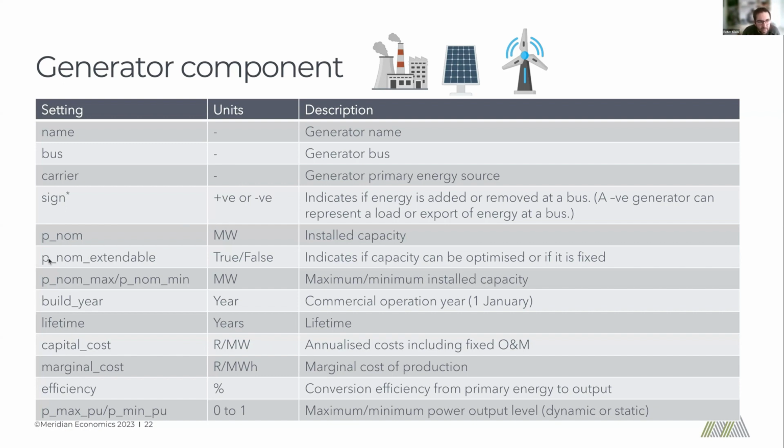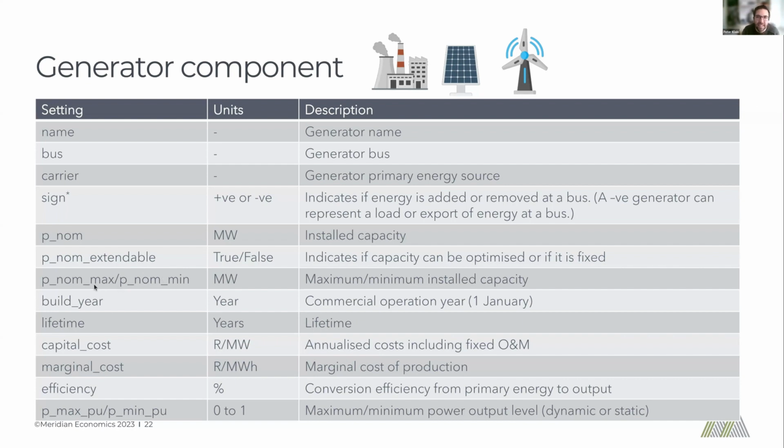And then there's something called P_nom extendable. So this is by default set to false, but if it's set to true, you're not fixing the capacity, you're allowing the optimization to see if it can install more capacity and what the optimal capacity is that you need. Then you have some parameters that you might want to specify around min and max.